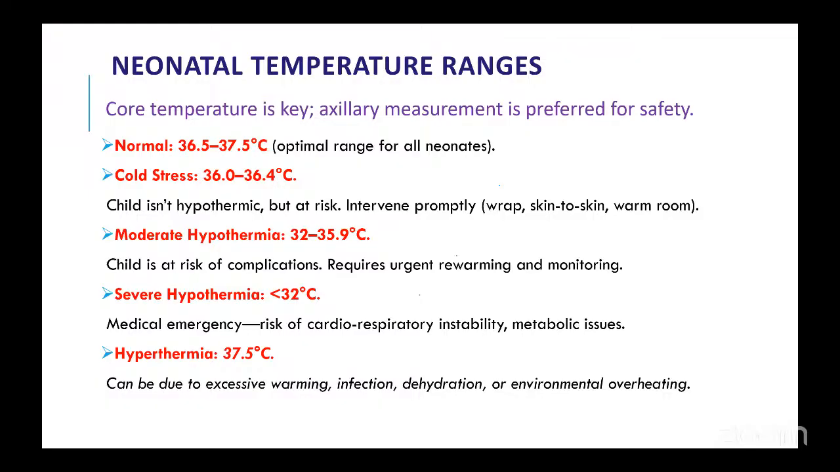So, what are the various temperature ranges that we mentioned earlier? Normal temperature is 36.5 to 37.5 degrees centigrade. When the patient's temperature is between 36 to 36.4, the child is not hypothermic, but is at risk. So the baby will need intervention immediately: wrap, skin to skin contact, warm room, and all those things.